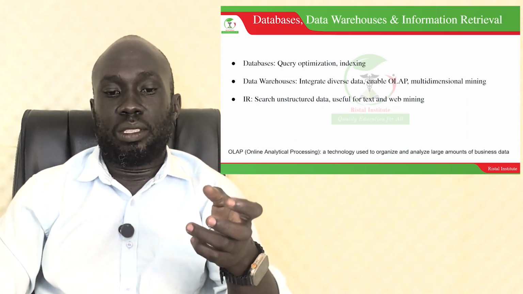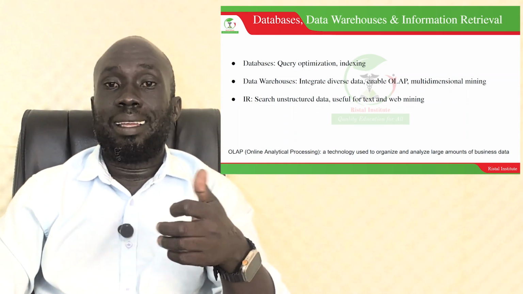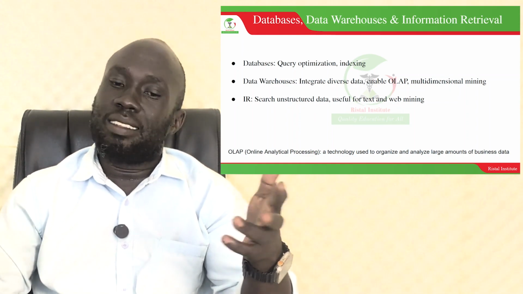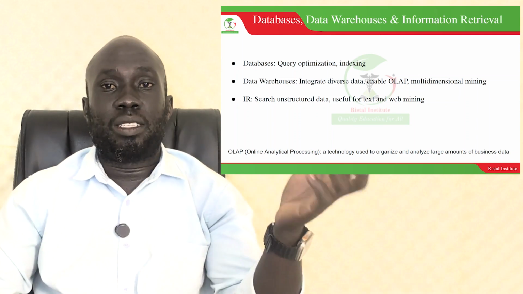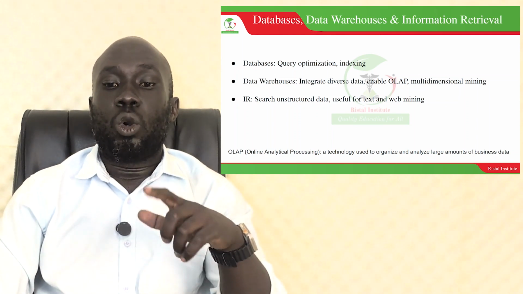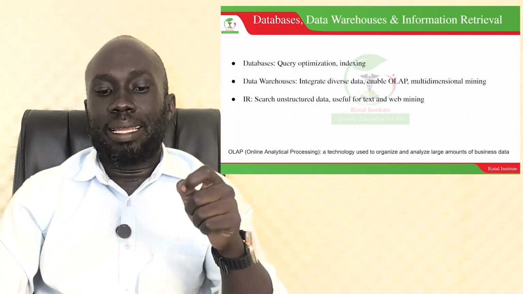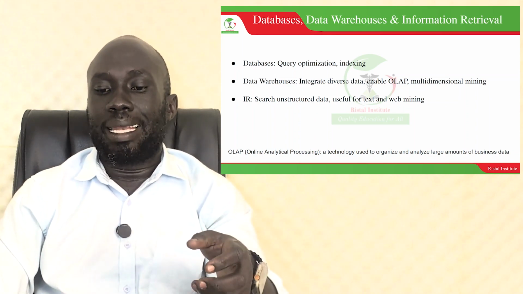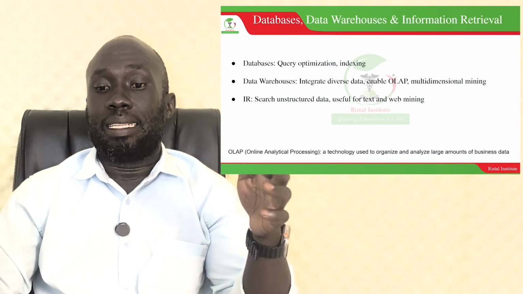And then data warehouses, it integrates the diverse data. It takes all types of data, same thing as the physical warehouses. You can store different types of products or different types of materials. And then it enables OLAP. OLAP is online analytical processing. That is a technology used to organize and analyze large amounts of business data.